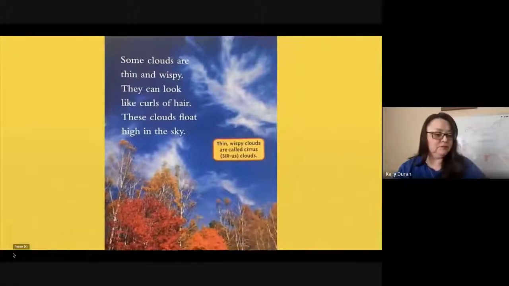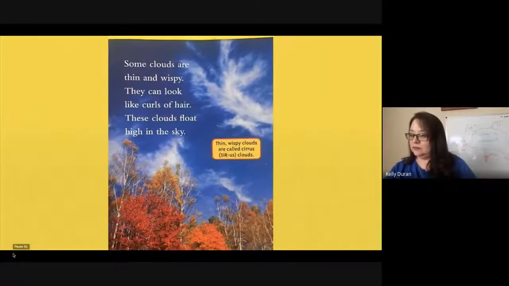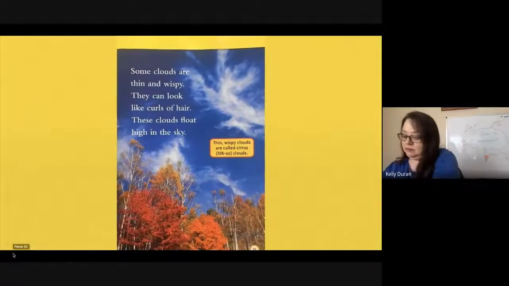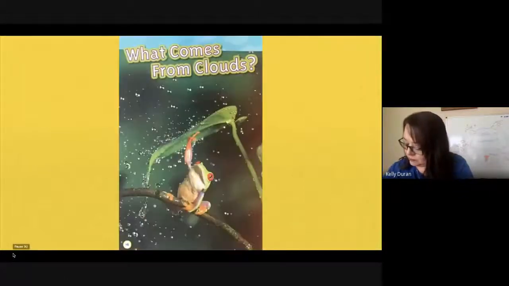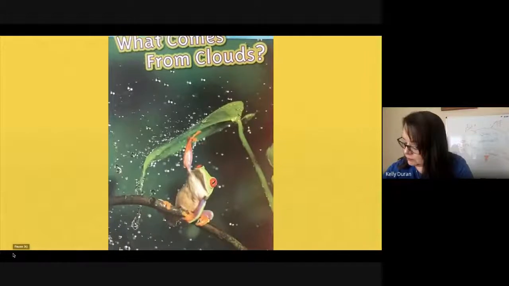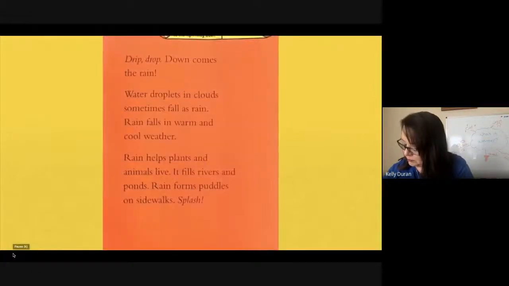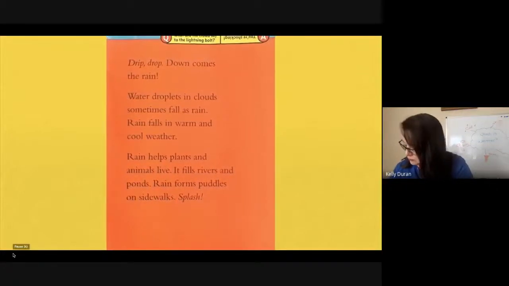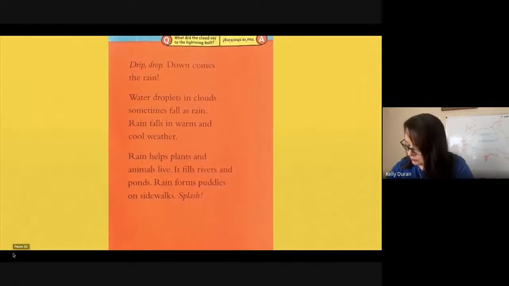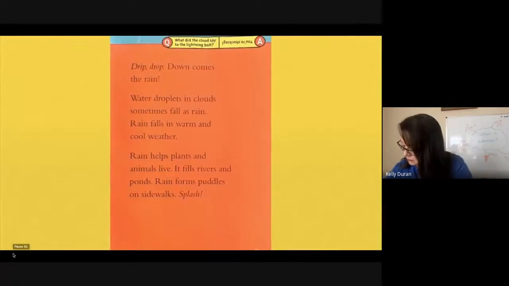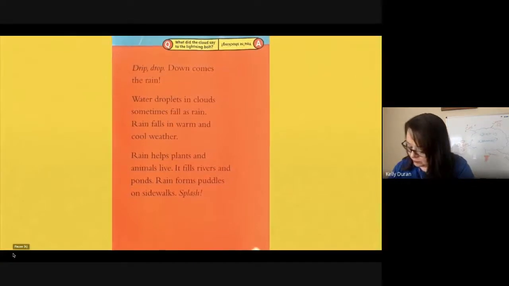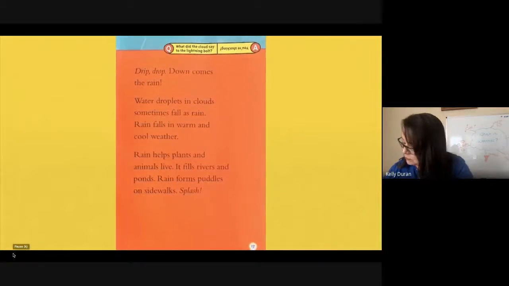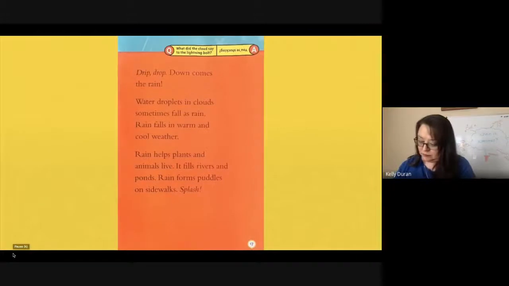Some clouds are thin and wispy. They can look like curls of hair. These clouds float high in the sky. Thin, wispy clouds are called cirrus clouds. What comes from clouds? Drip, drop, down comes the rain. Water droplets in clouds sometimes fall as rain. Rain falls in warm and cool weather. Rain helps plants and animals live. It fills rivers and ponds. Rain forms puddles on sidewalks. Splash. Question: what did the cloud say to the lightning bolt? Answer: you are shocking.